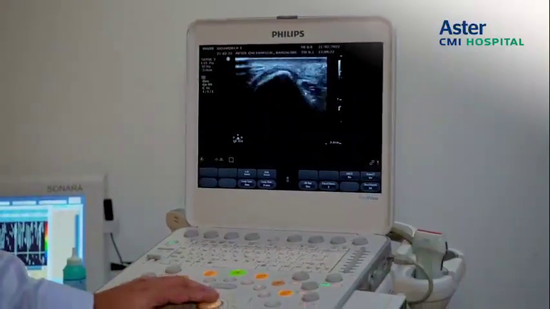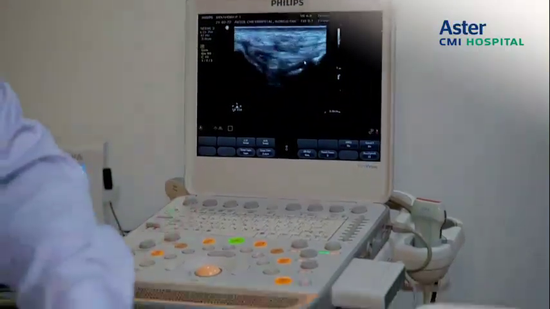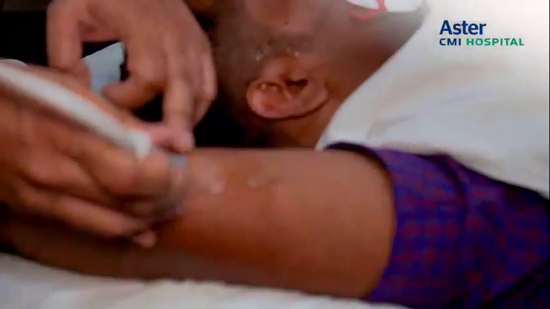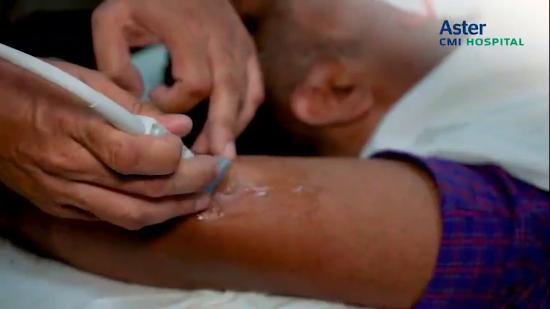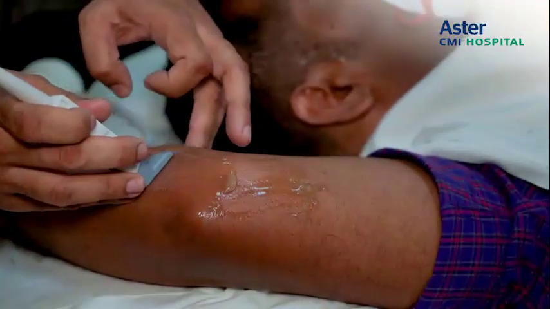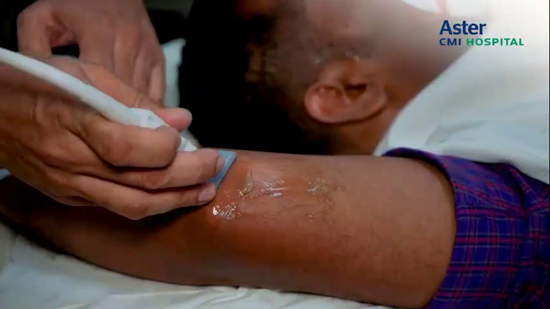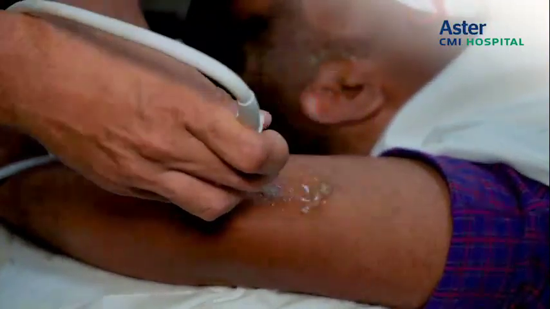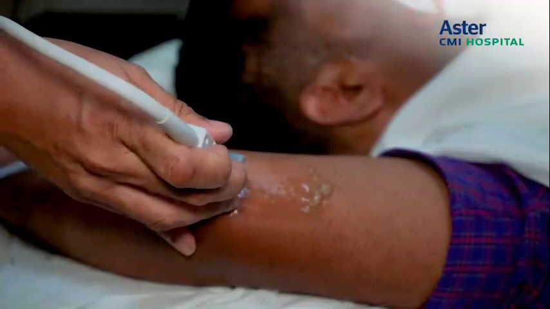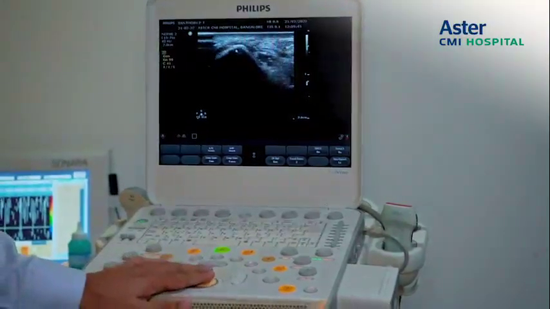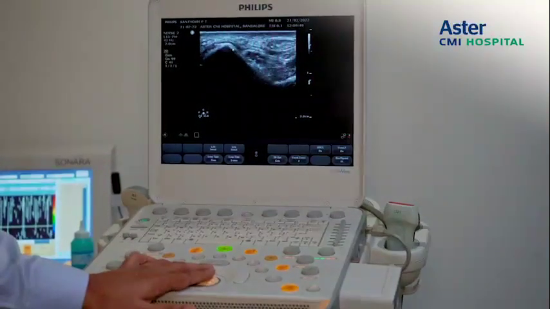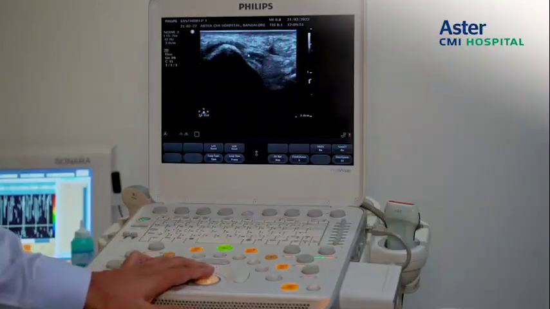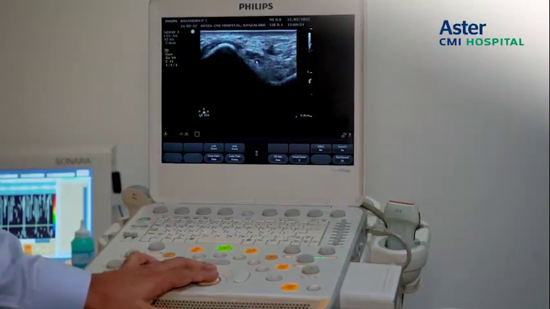I'm placing this ultrasound probe over the medial epicondyle, and there is the location of the ulnar nerve. What we do is we track the nerve both distally and proximally. Now we can have a look on the screen. Here my arrow is pointing out the location of the bone, the medial epicondyle, and we can see this hypoechoic structure. That is the ulnar nerve.